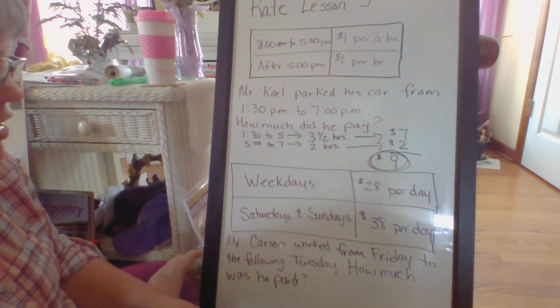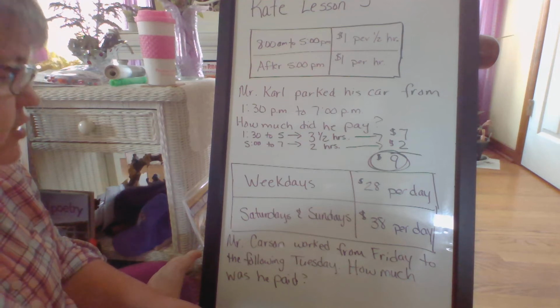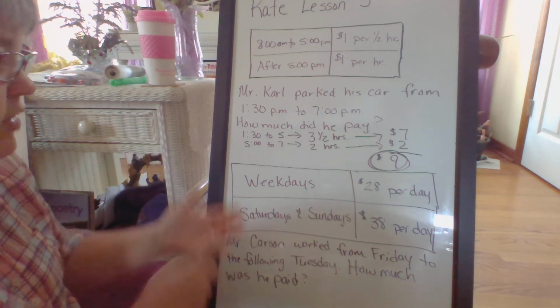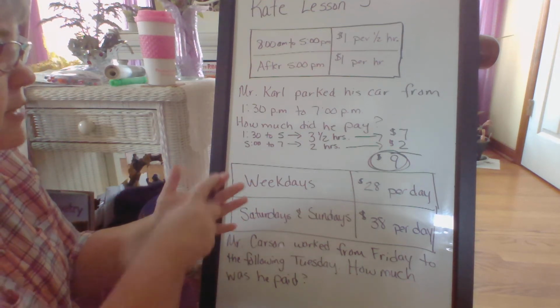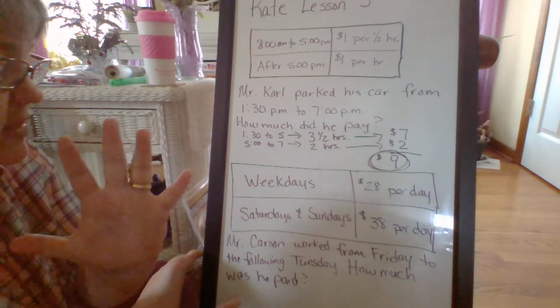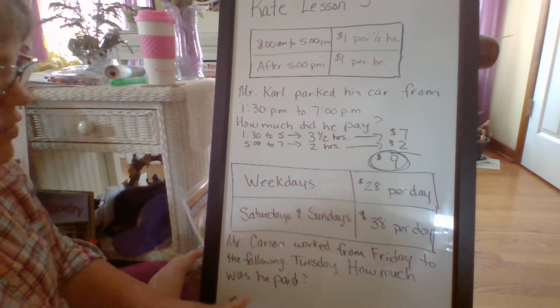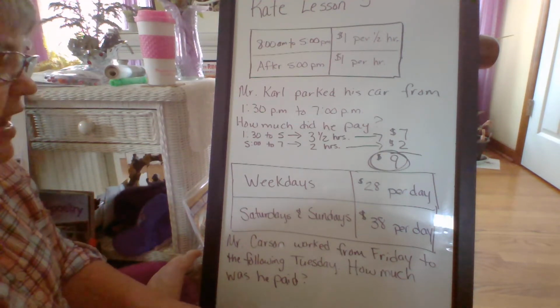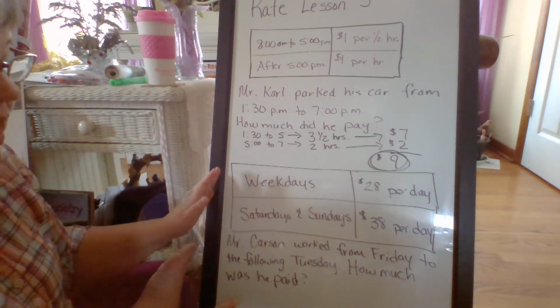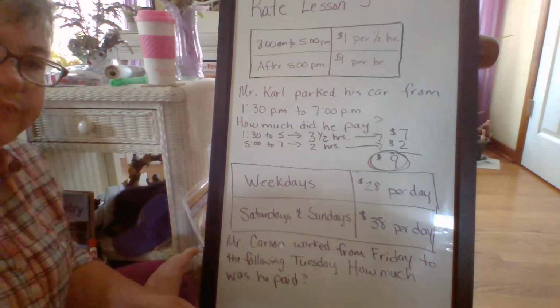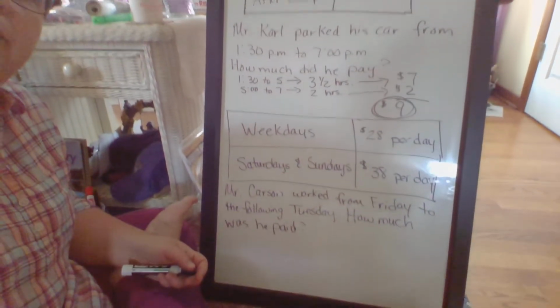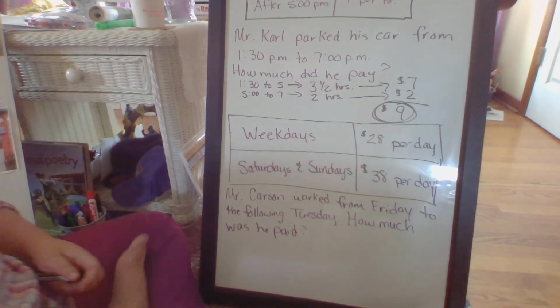Well, Mr. Carson worked from Friday to the following Tuesday. So he worked Friday, Saturday, Sunday, Monday, and Tuesday. He worked 5 days. So it says, how much was he paid? So let's look at that. First, we have to figure out which days he was paid at which rate. All right, hopefully you can see that.